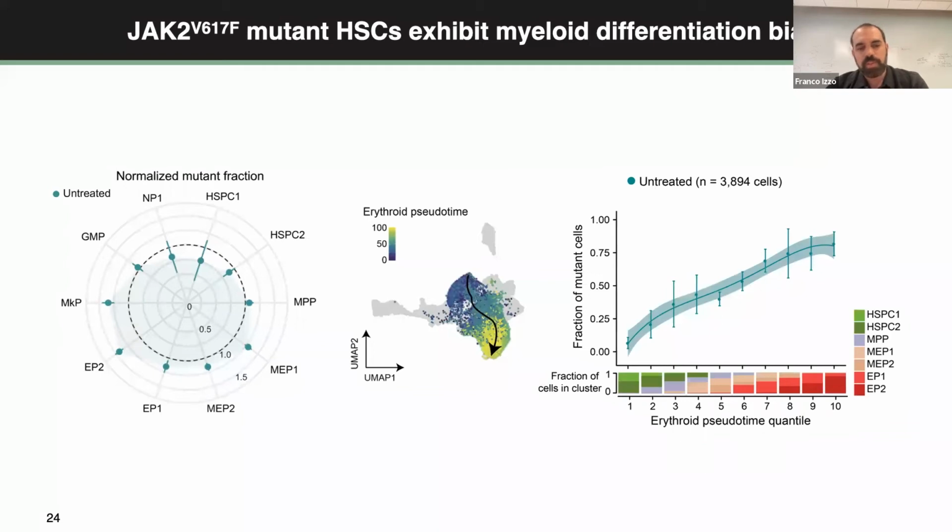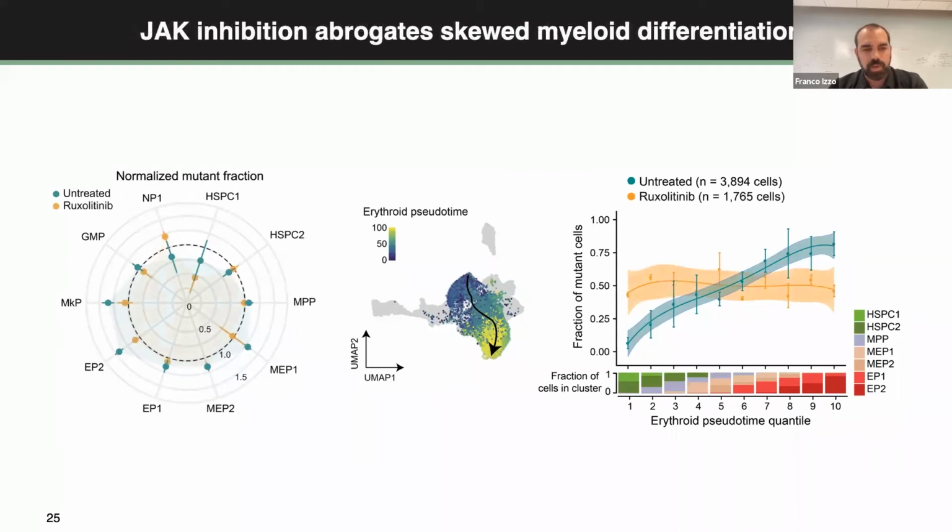But we also analyze mutant cell fractions along, for example, erythroid pseudotime. So we can order the cells in pseudotime along a differentiation trajectory and ask how many mutant cells are within each of these quantiles. So in untreated samples, we found there is a steady increase in the fraction of mutant cells along erythroid commitment. And we also find similar things along the megakaryocytic pseudotime trajectory. But interestingly, when patients are treated with JAK2 inhibitor, which is ruxolitinib, it results in a reduction of this bias and a more homogeneous distribution of mutant cells throughout the hematopoietic hierarchy.